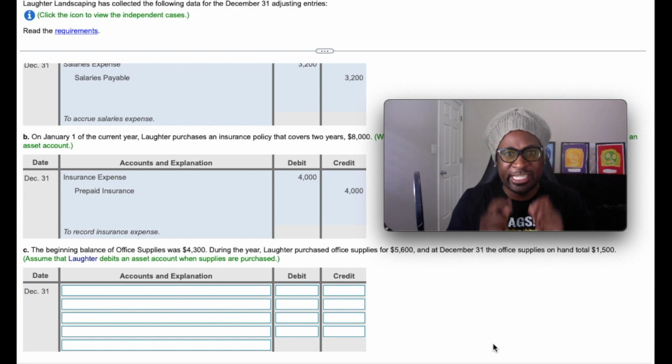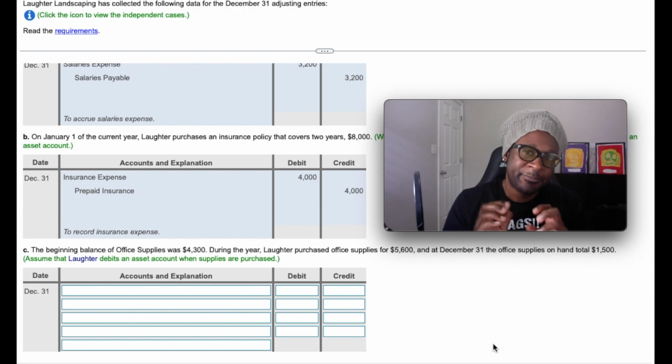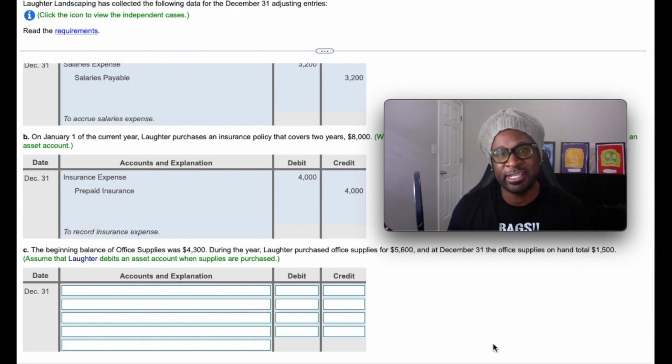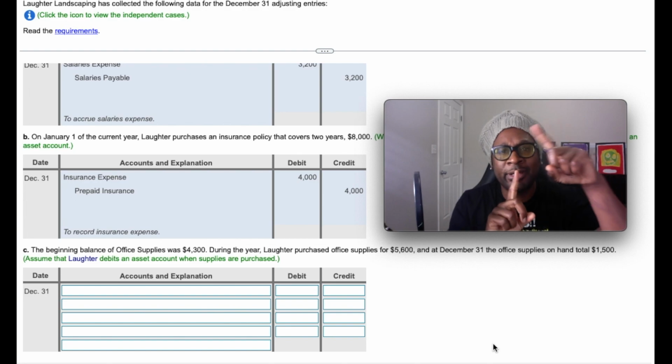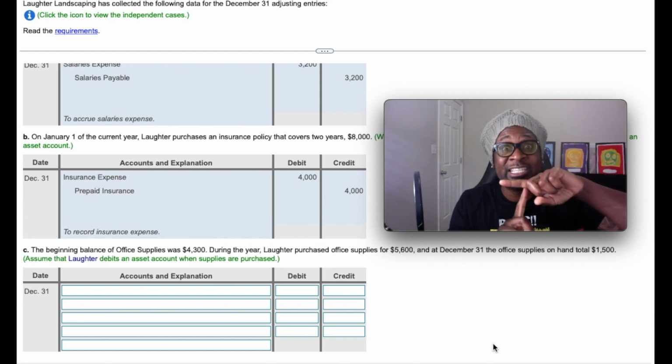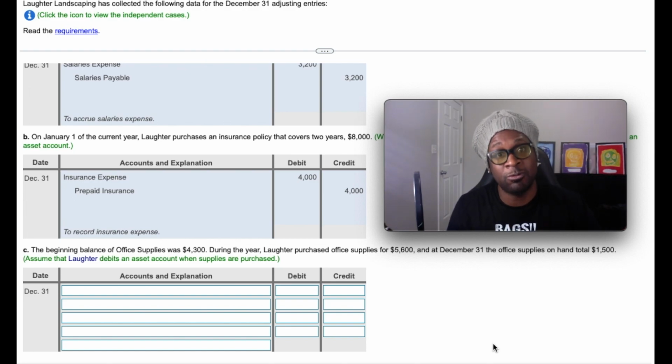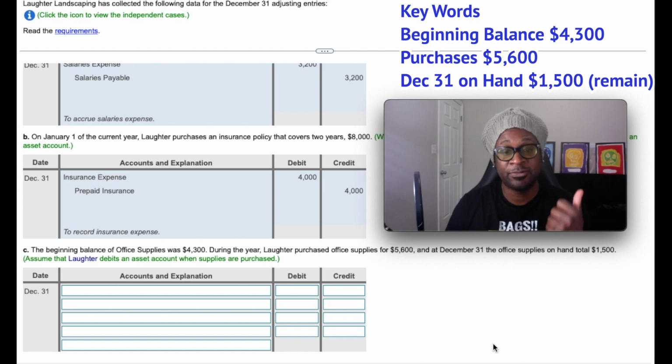Let's attack it strategically by identifying the keywords. So, quick tip. Anytime you get a transaction, it has a bunch of numbers going on that's affecting that particular account, always whip out the T accounts, gang. Actually, when I mean whip it out, I mean draw one so you can see what is actually being affected. So, keywords, beginning balance, 4,300. So that's what we started out with, gang.